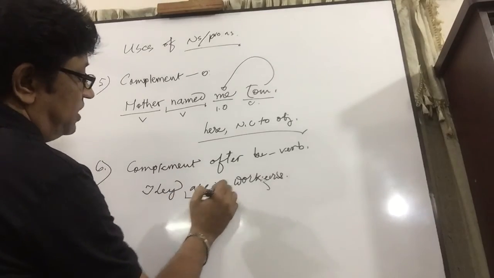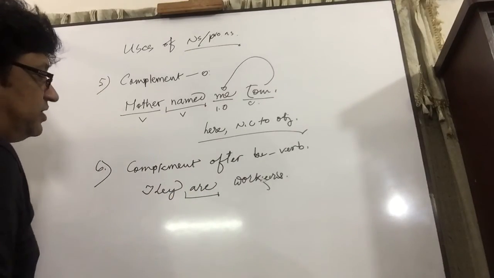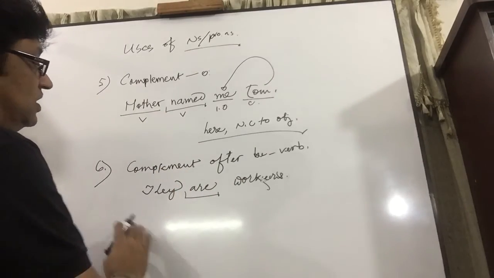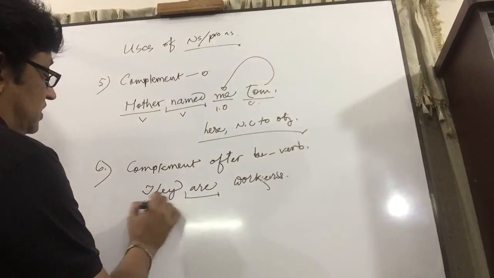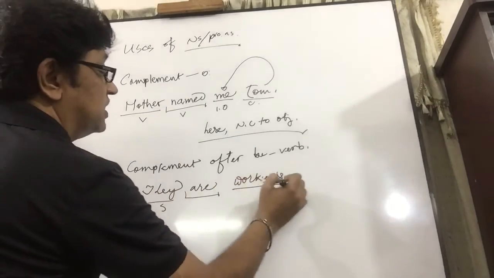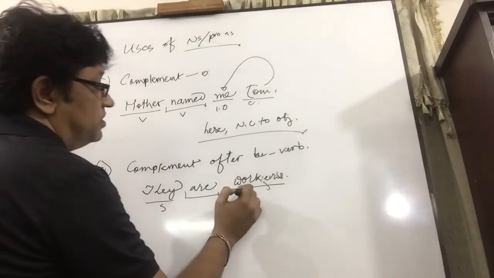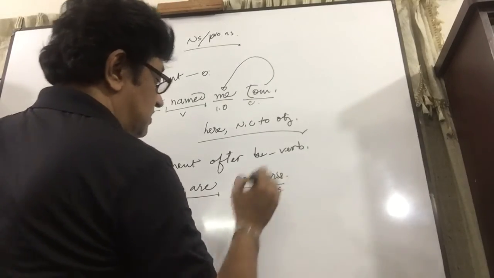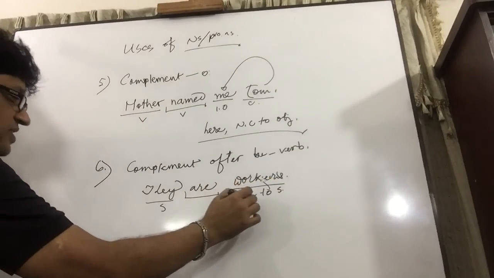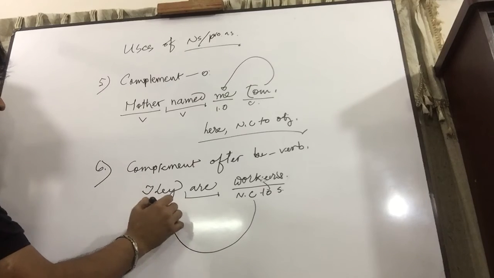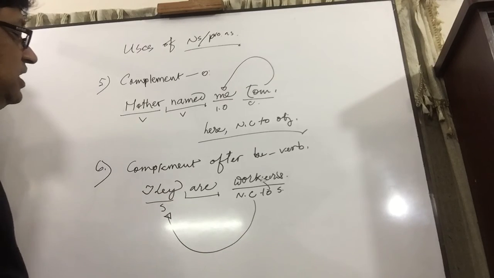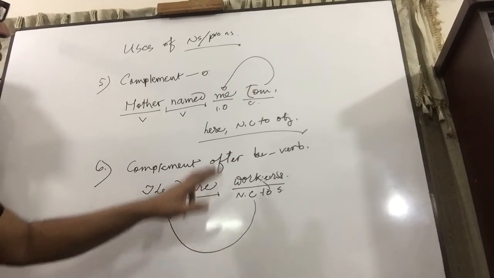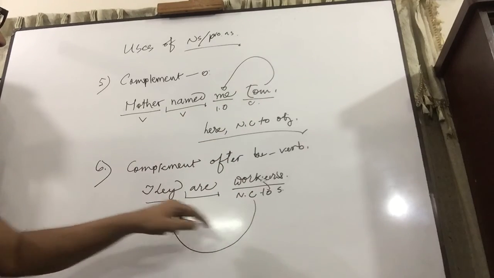This is a state verb. It doesn't have any function, right? It only relates these two parts of the sentence to make a lucid sentence. It is the subject, but here workers, it is a noun complement. Noun complement to subject because it represents the subject. That's all. Then noun complements are of two types: noun complement to object, noun complement to subject.